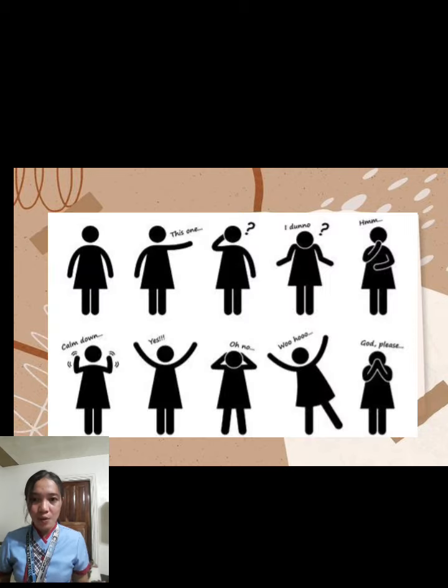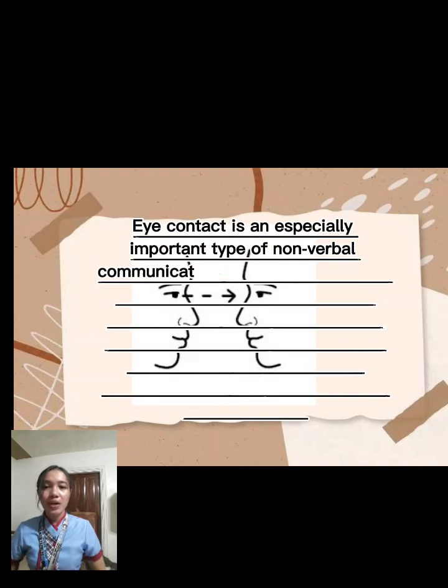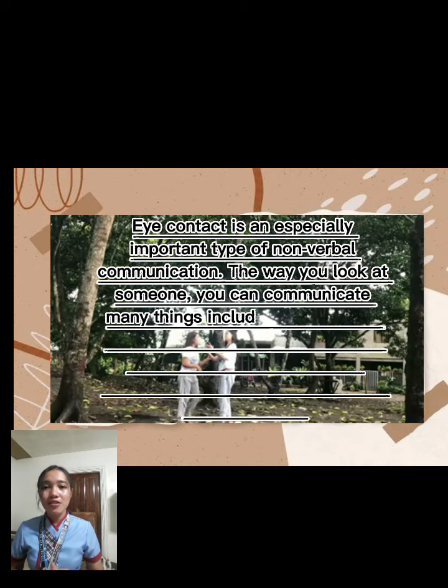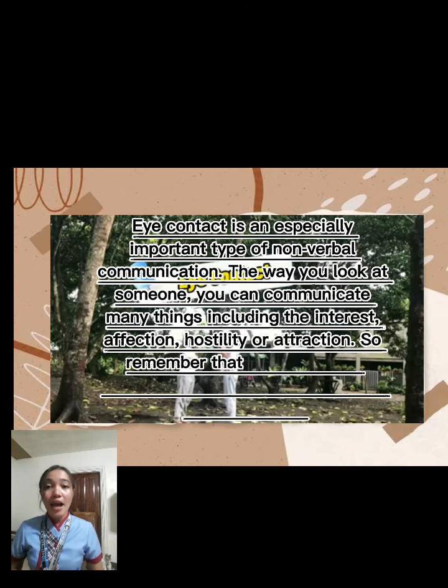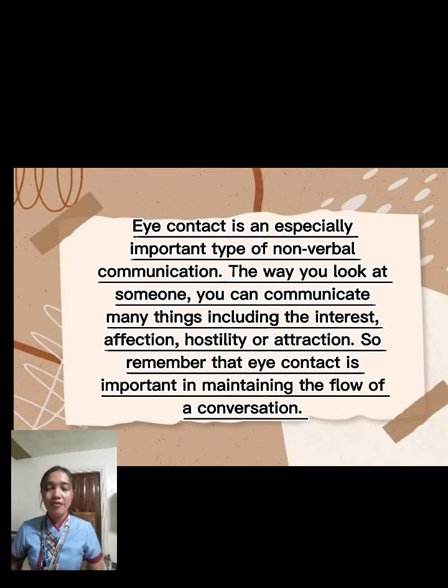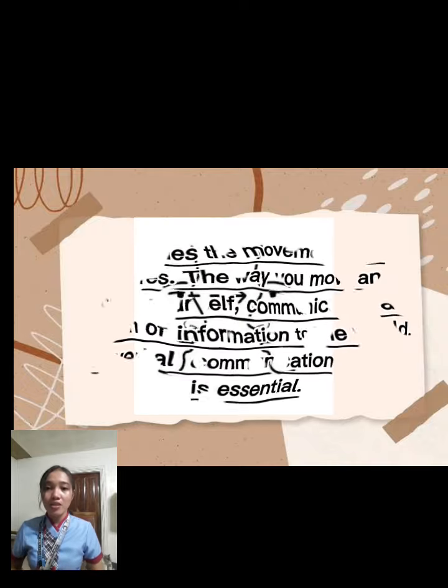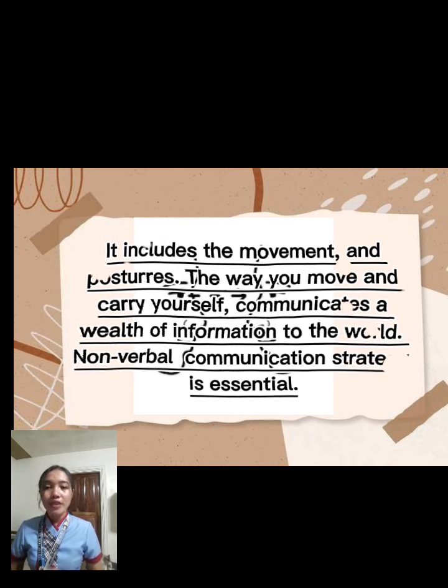Next is the hand gesture. Hand gestures: when we say big, we act like this. When we say small, we act like this. Or when we're teaching, we say okay, we use a sign like this, or the okay sign. The third one is eye contact. Since the visual sense is dominant to most people, eye contact is an especially important type of nonverbal communication. The way you look at someone, you can communicate many things including interest, affection, hostility, or attraction. So remember that eye contact is important in maintaining the flow of a conversation.